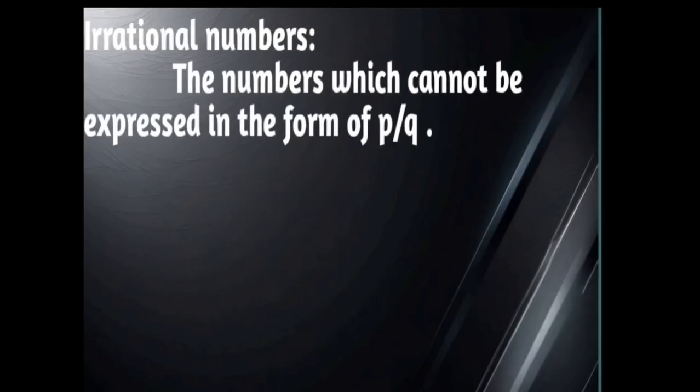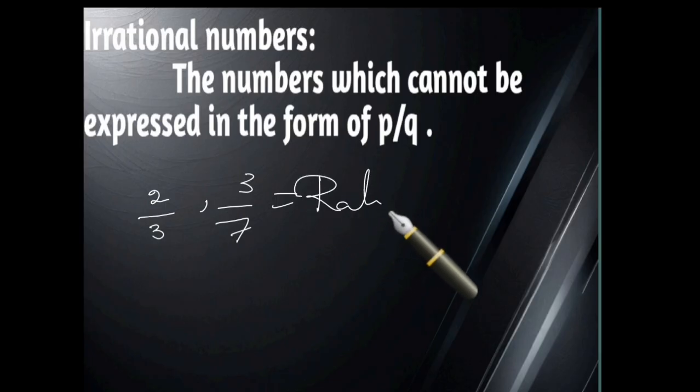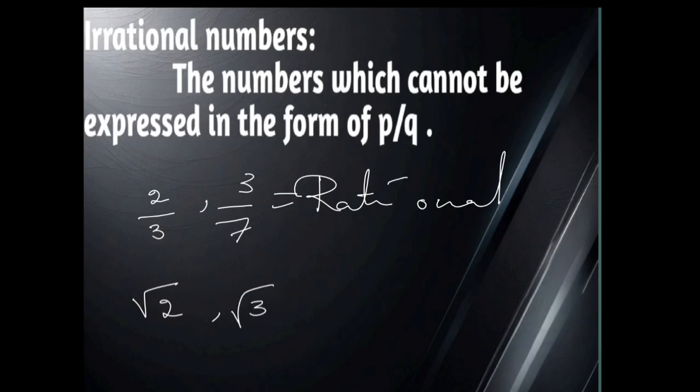Okay, let us see the next one. Irrational numbers. The numbers which cannot be expressed in the form of p by q, we call irrational numbers. I already told you that a rational number is a number which can be expressed in the form of p by q, for example 2 by 3, 3 by 7. These are rational numbers. The numbers which cannot be expressed that way are irrational numbers. For example, root 2, root 3.